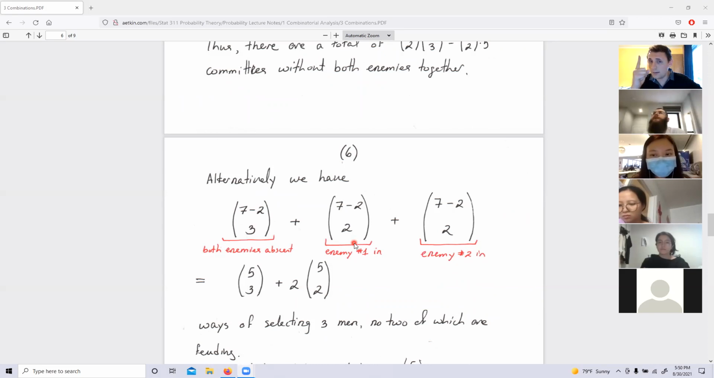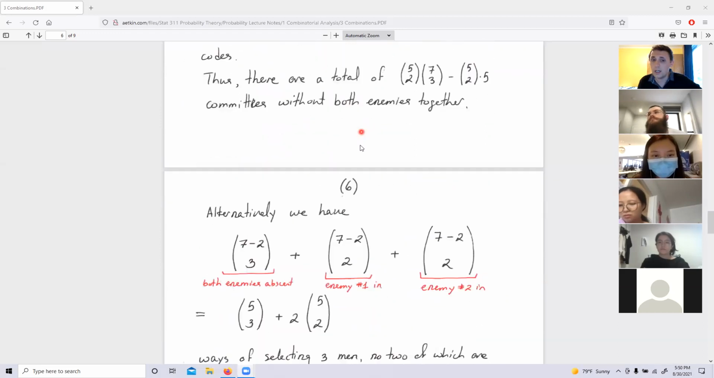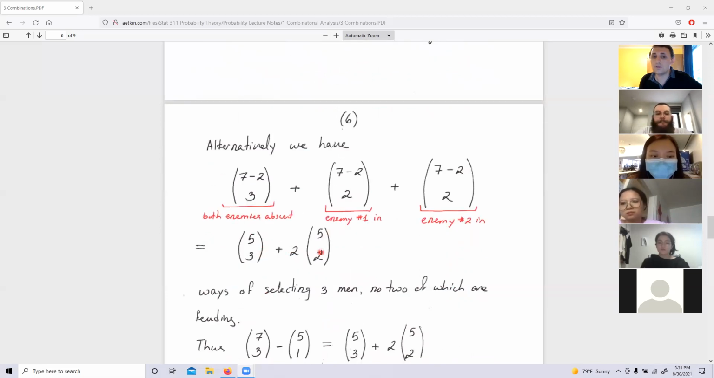And then this one is, let's say I have the number 1. So my code for men, the section for men, begins with 1, but there is no possibility of picking 2. So that would be 7 minus 2. I'm only allowed to pick from numbers 3, 4, 5, all the way to 7. So I have 5 numbers. Out of them, I pick 2. And then I have this other situation where I have 7 minus 2 choose 2. It's a symmetric situation where number 1 is out, number 2 is in, and I have to add additional 2 numbers. So altogether, it's 5 choose 3 plus 2 times 5 choose 2.